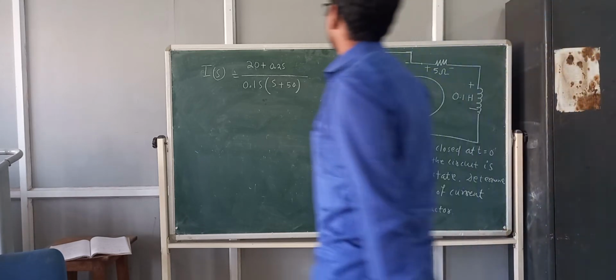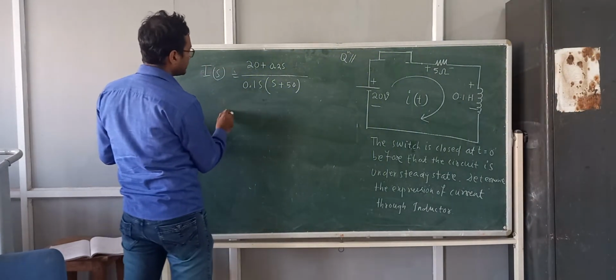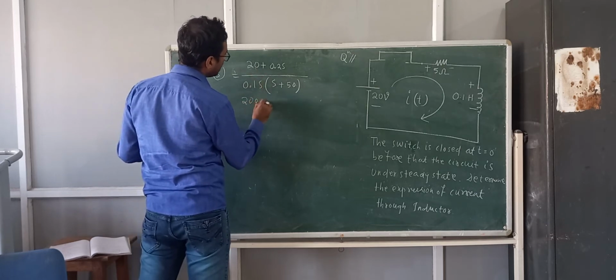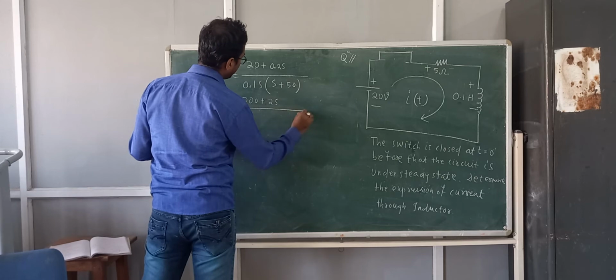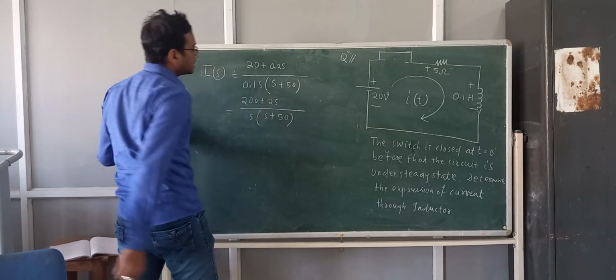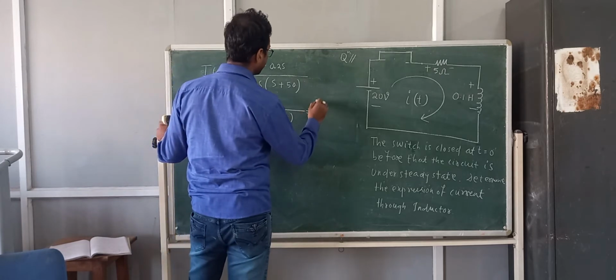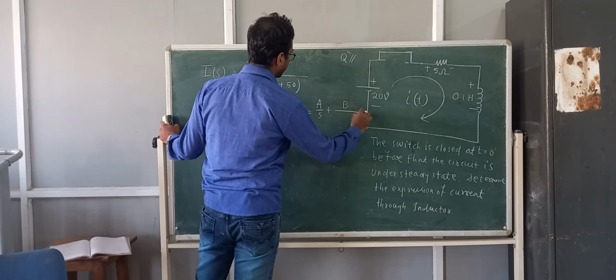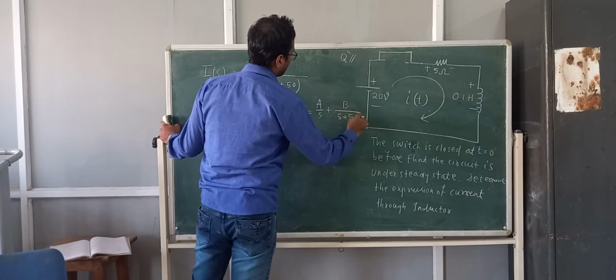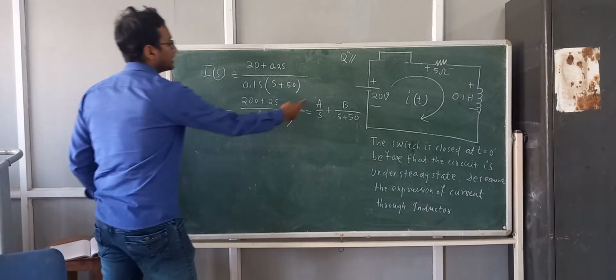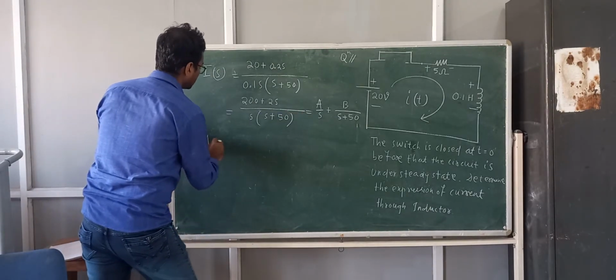So see here, the 0.1 here, I can say 1 by 10, 10 will multiply here: 200 plus 2s divided by s whole into s plus 50. So I can divide it like A by s plus B divided by s plus 50. By which method? By partial fraction. So derive A here. What is the denominator of A?